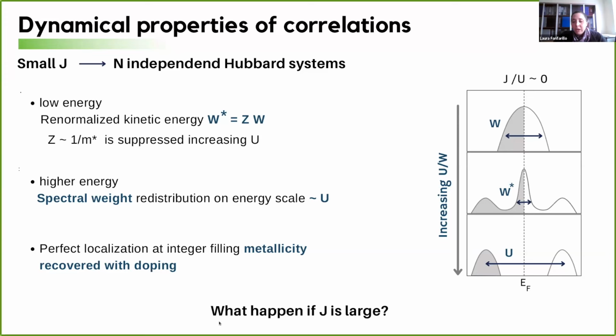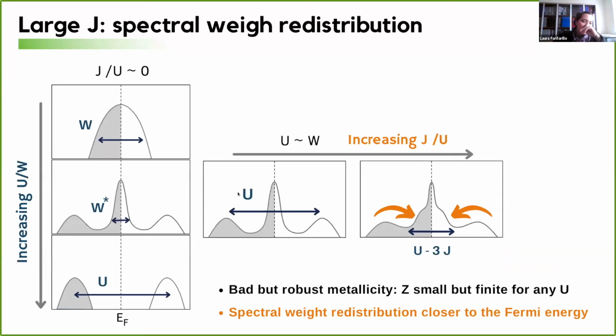What happens if J is larger? Essentially, if J is larger, you have U minus 3J. Now it's not essentially U, but a smaller energy scale. And increasing J, you would see that the spectral weight that was in the Hubbard bands located at U is pushed back much closer to the quasi-particle peak.